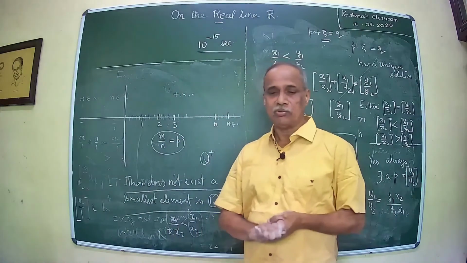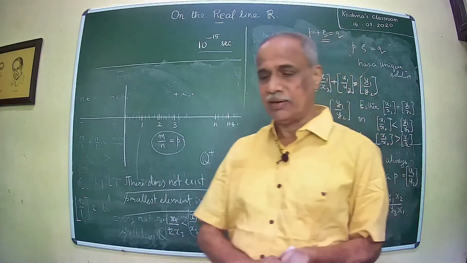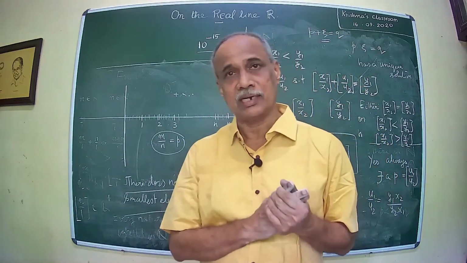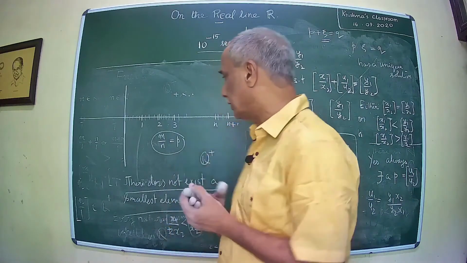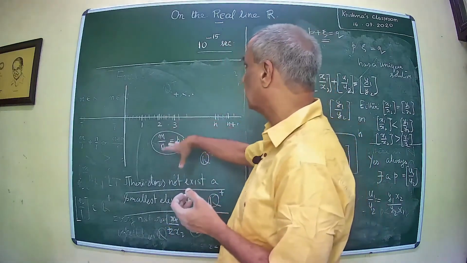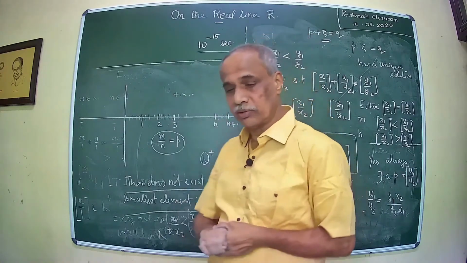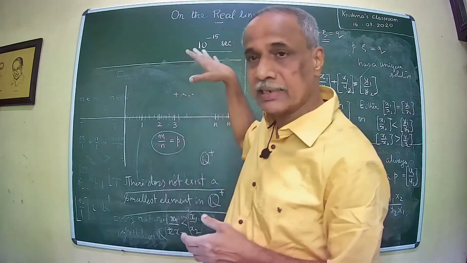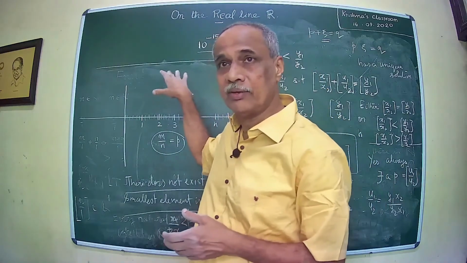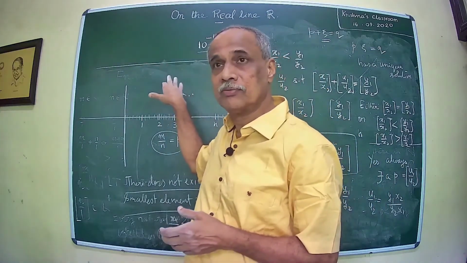But when you come to rationals, you see that every natural number is a rational number. So that is what I said: N is embedded in Q plus. Then the concept of nextness withers away. You don't have any more the concept of nextness.